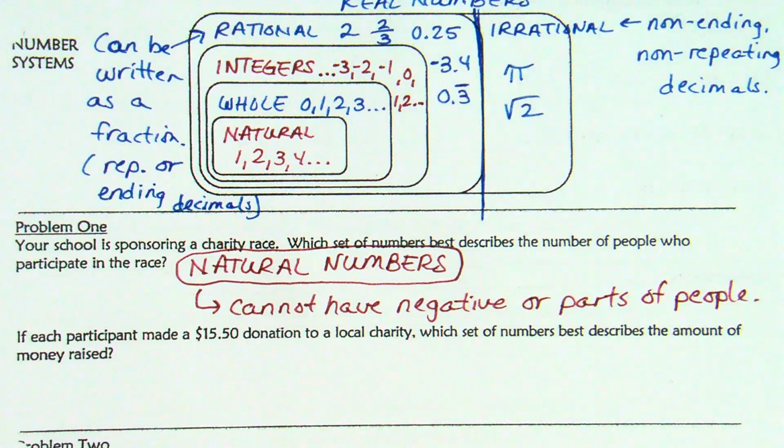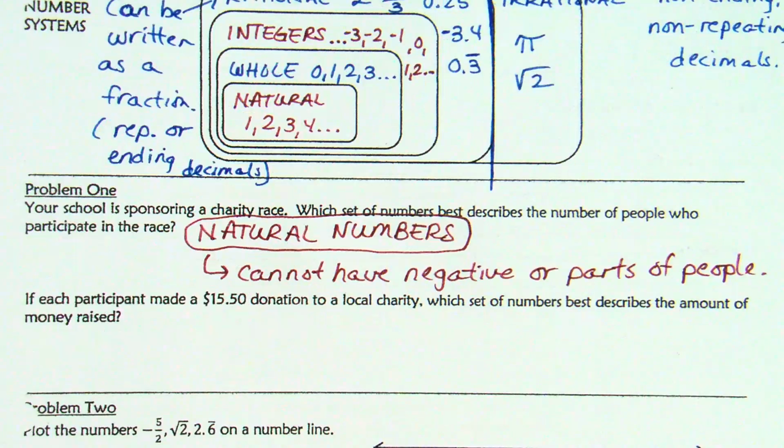Okay, the bottom one there. If each participant made a $15.50 donation to a local charity, which set of numbers best describes the amount of money raised? What do you think, Emily? Rational. Why rational? That is a decimal, but stops. Okay. So because it's 15.50, anytime you have something that's going to end in that 0.5, we have to be able to include decimals, right? Decimals that end, and so rational.